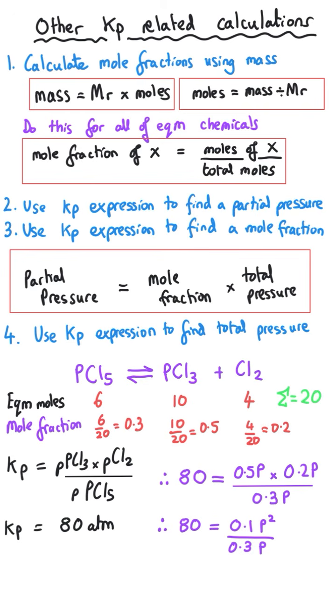It is much easier than that, because what you've really got is p squared divided by p, and this will obviously cancel out to just one capital P on the top. And so when we do that, we end up with 0.333p being equal to 80. And then when you do 80 divided by 0.333, you find that the total pressure is 240 atmospheres. And this would be our final answer.